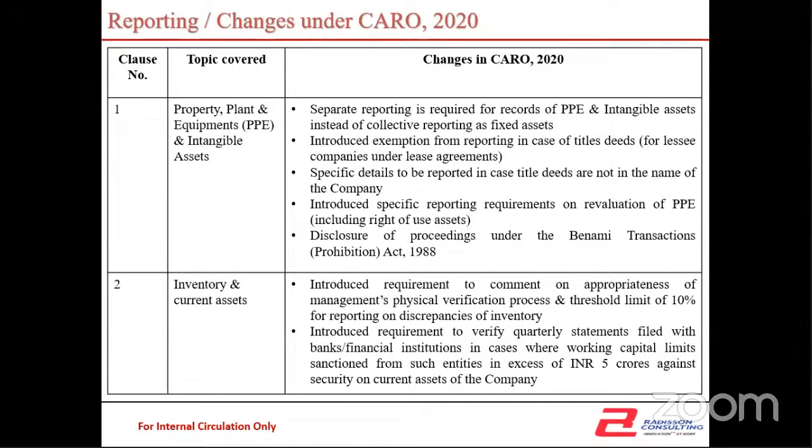If a company is showing immovable property as its inventory, for example, a real estate company shows immovable properties as inventory, then this reporting of title deeds clause will not be applicable to such companies.